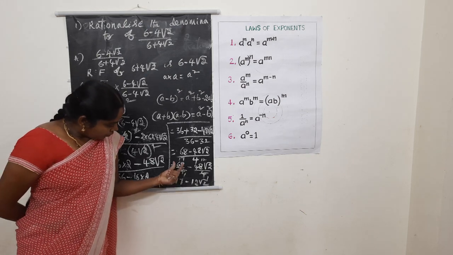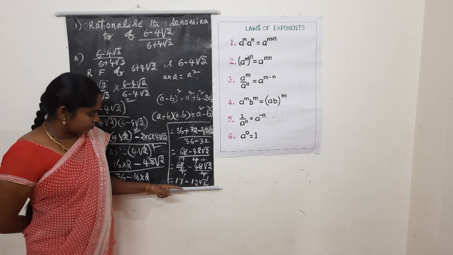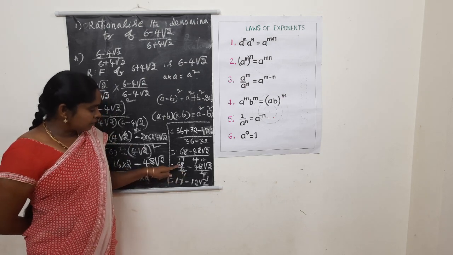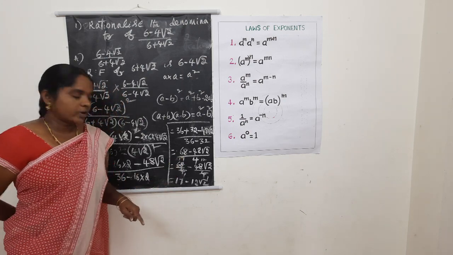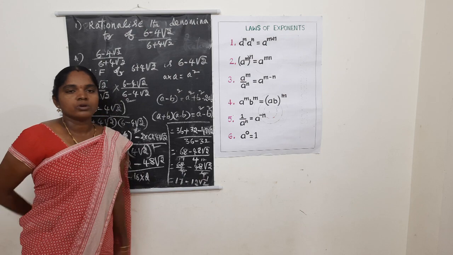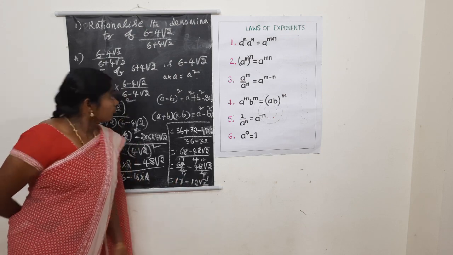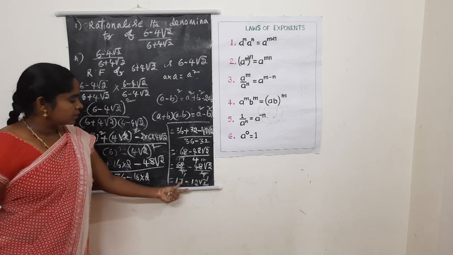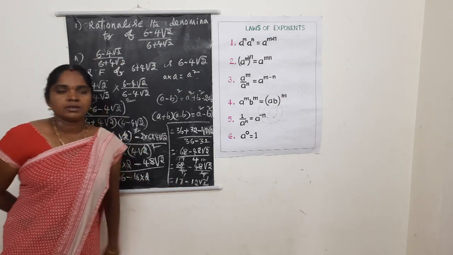So we can cancel these two numbers by 4. So 4 ones are 4, 4 sevens are 28. So 17 minus, 4 ones are 4, 4 twos are 8, 12 root 2. So the denominator value is 1. Like this, we rationalize the denominator.